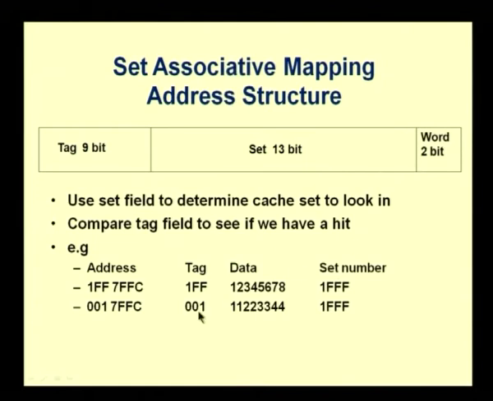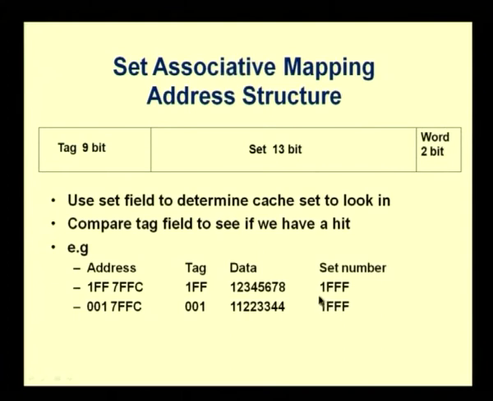For instance, in this example, there are 2 addresses, 1FF 7FFC and 001 7FFC. How will you identify the set field in this? You have to look for the 13 bits starting from the 3rd bit position. The first bit and the second bit you will leave out because they are your word bit positions. So, starting from the 3rd bit position, you take 13 bit positions to identify the set. If you look at these 2 addresses, you will find that both of them map to the same set, because if you look at the 7FFC, that is where your last 15 bits are. Leave out the last 2 bits, start from the 3rd bit onwards and take the 13 bits.